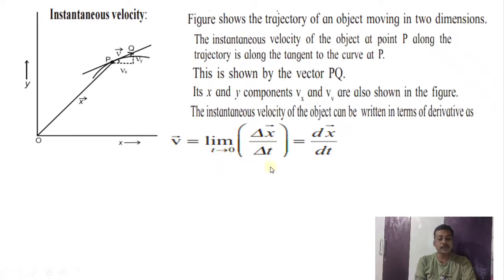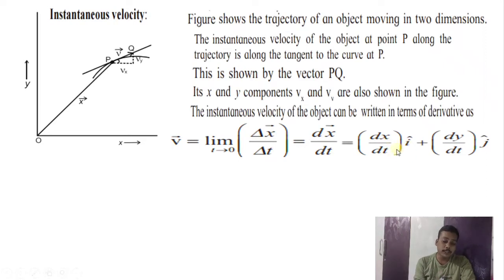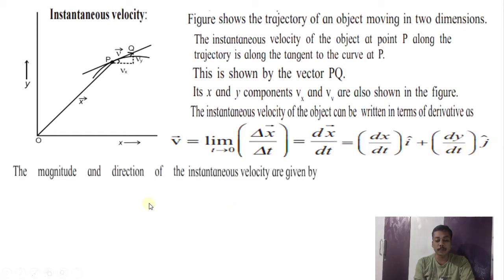The instantaneous velocity of the object can be written in terms of a derivative: v bar is equal to the limit as delta t tends to 0 of delta x bar upon delta t, that is equal to dx bar by dt. The instantaneous value is the limiting value, where the change in time delta t tends to 0. So dx bar by dt, the derivative of displacement, is the instantaneous velocity.